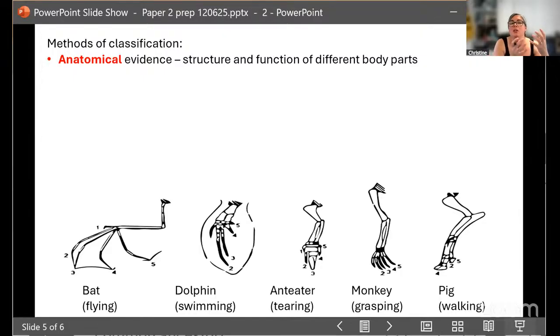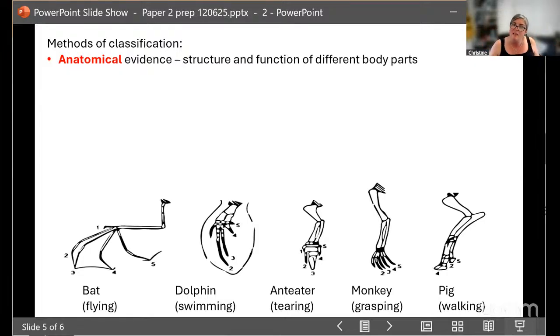But how we look at classification is we start with anatomical evidence, looking at the structure and function of different body parts. So the pentadactyl limb, so I have 5 digits here. I have the pentadactyl limb, and therefore I have my humerus, I have my radius and my ulna. So my radius is connected to my thumb because my thumb can make an R. So I have my radius bone, which connects here at the front. Then I have my ulna, and then I have my carpals, my metacarpals, and my phalanges. So I have my 5 digits. I have a pentadactyl limb.